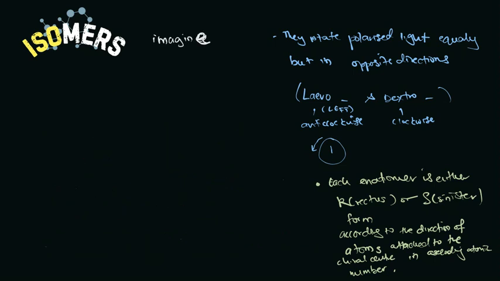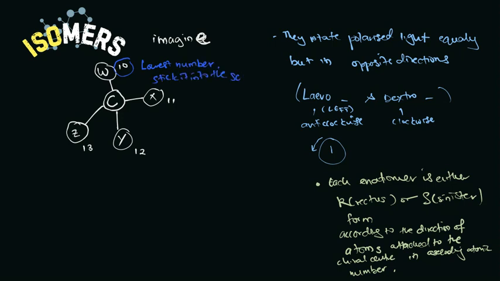Now imagine we have, in an enantiomer, a carbon center with atoms W, X, Y, Z attached to it with different atomic numbers. W being 10, X being 11, Y being 12, and Z being 13. W having the lowest atomic number, we stick it into the screen. So we have the C carbon atom here with W, imagine it already piercing the screen.